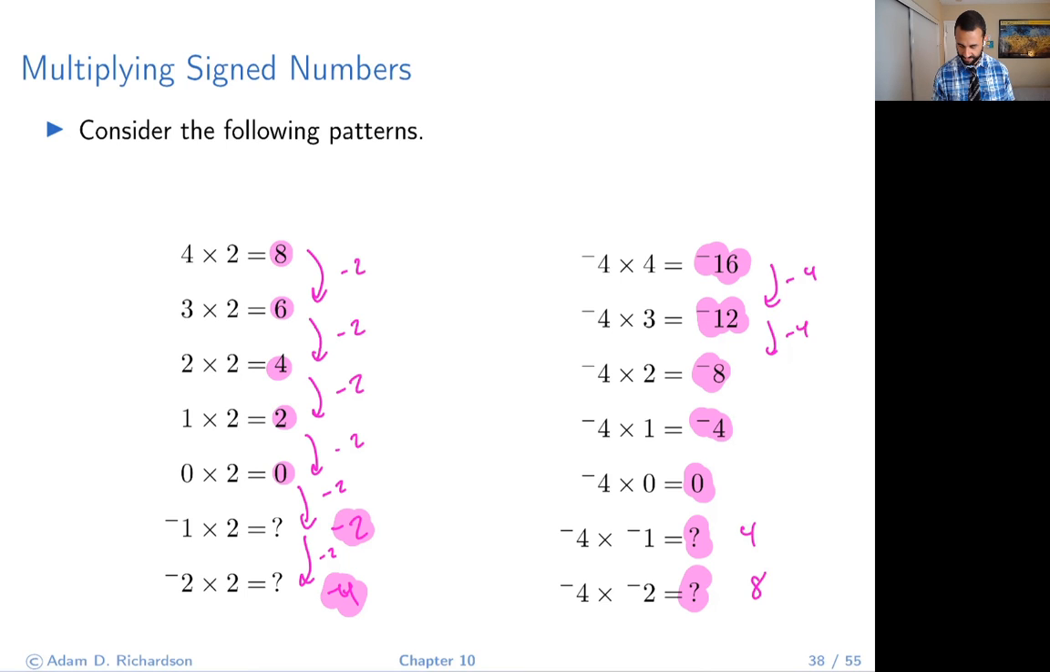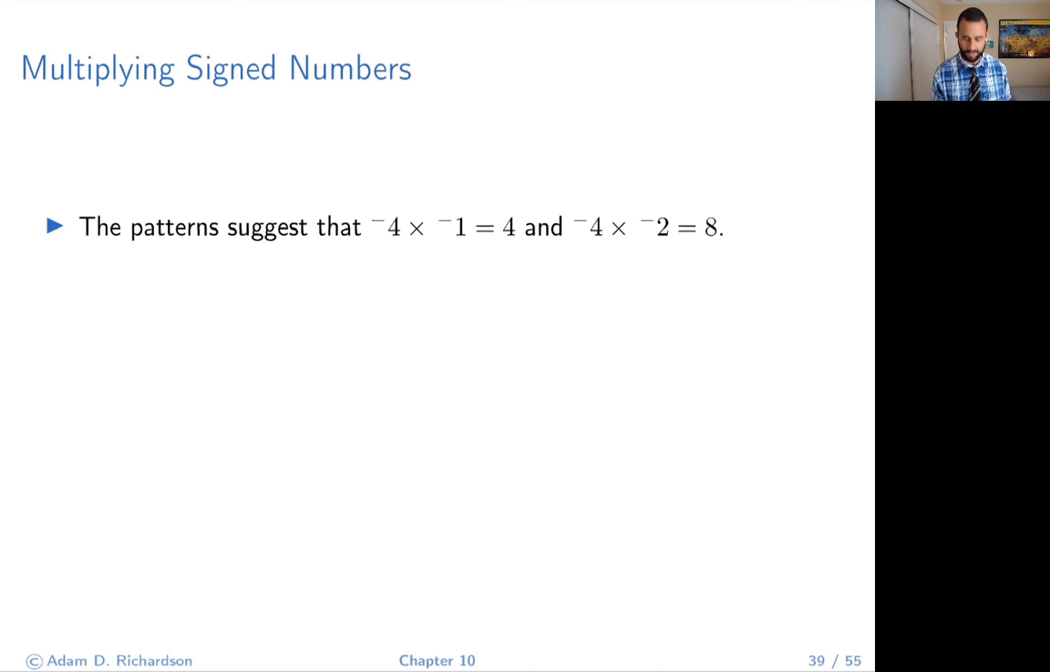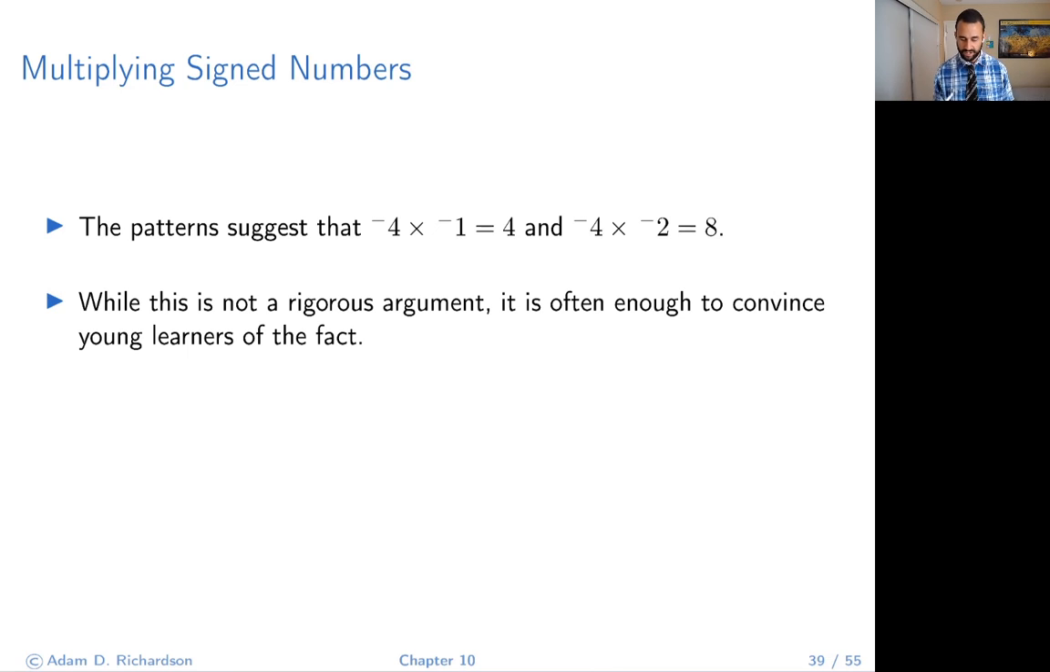So that's kind of what's going on here. It's adding 4. Plus 4, plus 4, plus 4. Pretty cool, huh? This is usually enough to convince learners of the fact. It's not technically a rigorous argument. I mean, we didn't really prove anything. What we did was we saw a pattern and we continued the pattern.